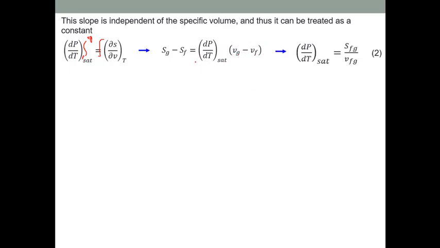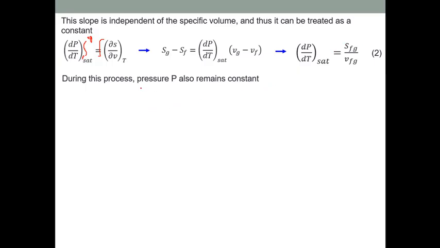So if we further simplify this slope, which is a constant one, dP by dT, which is the derivative of pressure with respect to temperature for the phase change process, that is equal to Sfg over Vfg. This is basically Sfg. Similarly, this is Vfg. So here we got that equation, right?